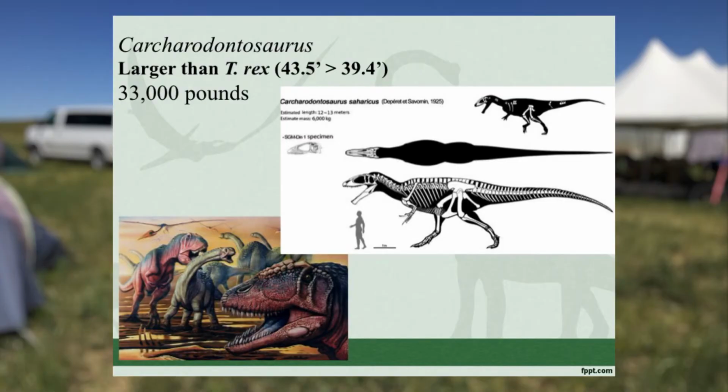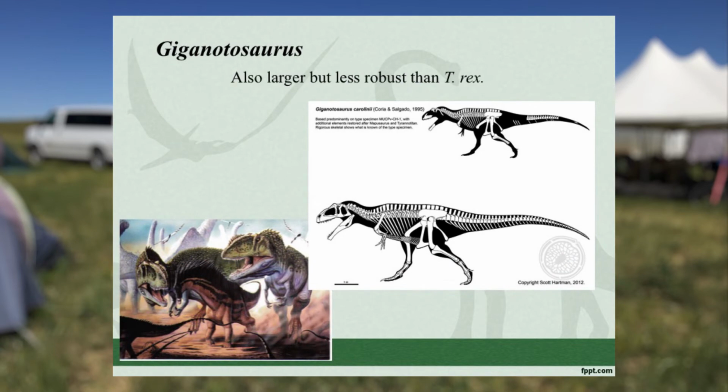All right, Carcharodontosaurus, big animal. So we'll break the mold on T-Rex. A lot of people think this was bigger than T-Rex, 43.5 total feet in length versus 39.4. This is what's been found of the skeleton so far, and about 33,000 pounds. So not only was it larger in length, but it was also really, really heavy. Giganotosaurus was also larger than T-Rex. Here's what's been found of it, but it wasn't as robust. It wasn't as heavy. So that's kind of debate on what's the largest theropod. And the Spinosaurus was also really, really big.